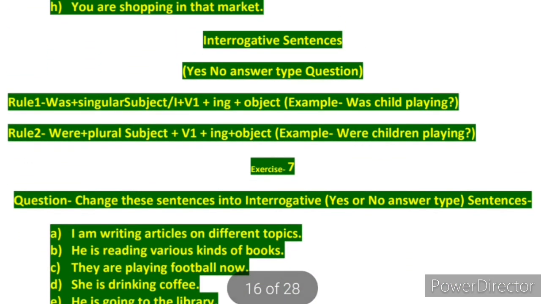Now next are interrogative sentences, yes or no answer type of questions. The rule is we will keep was and were in the beginning and the rest will be the same. Rule 1: was plus singular subject or I, then v1 plus ing plus object. For example, was child playing, question mark. Rule 2: were plus plural subject plus v1 plus ing plus object. For example, were children playing.